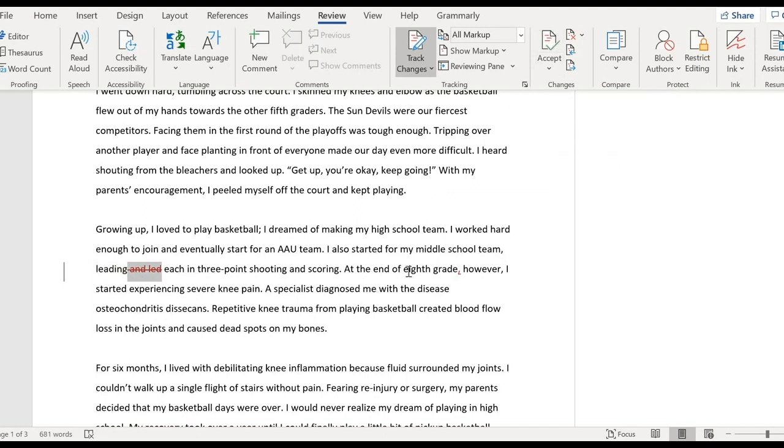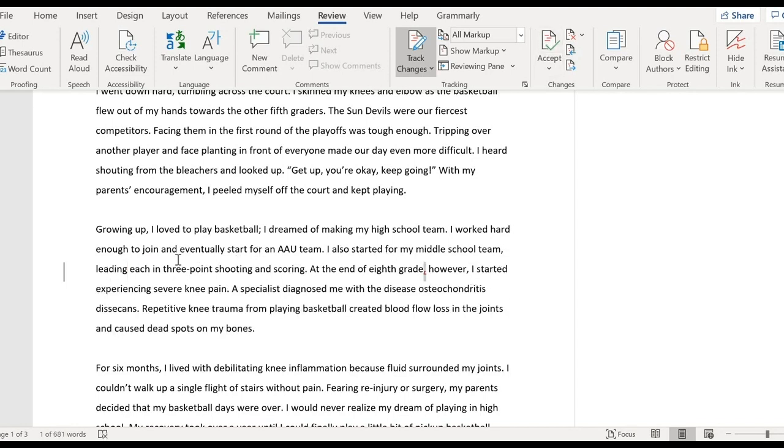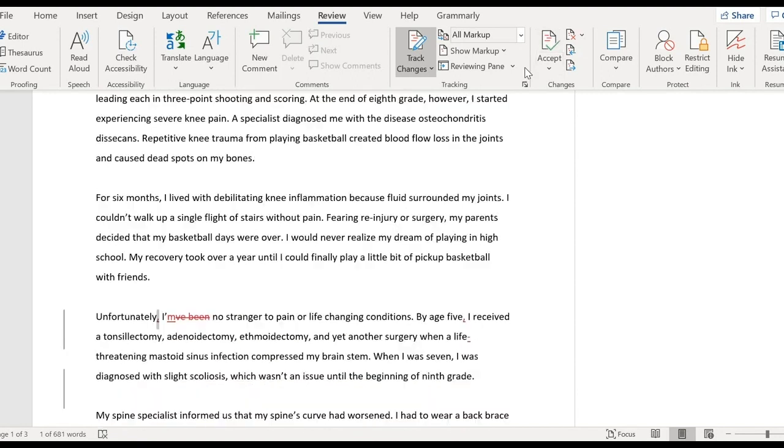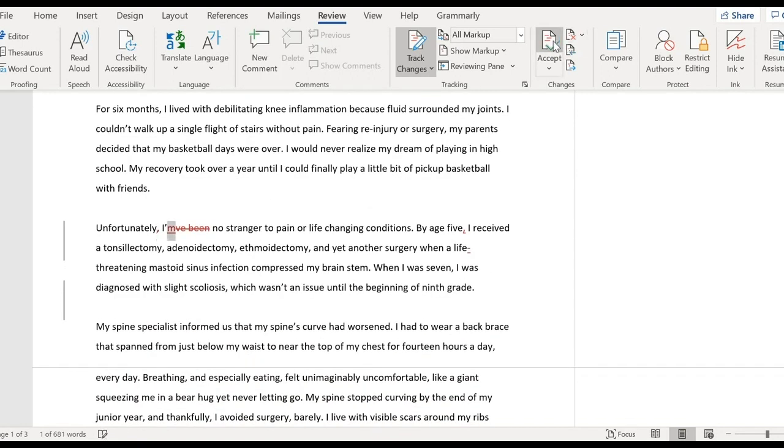So here we're changing things up a little bit. Instead of this comma, we'll use this gerund form, comma, leading each in 3-point shooting and scoring. And here's just a few small things, minor corrections.